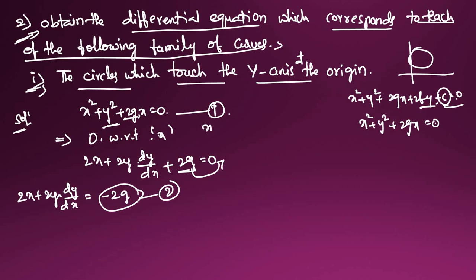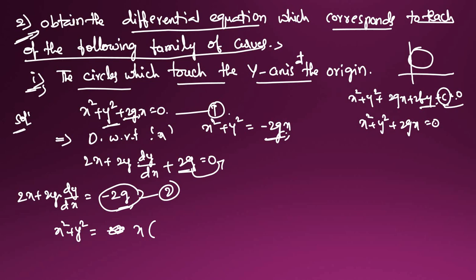Here I will substitute: x square plus y square is equal to minus 2gx. So 2gx we can write like this. Here x square plus y square is equal to minus 2 into g x only. So here what we have got is 2g, and this 2g will go away.